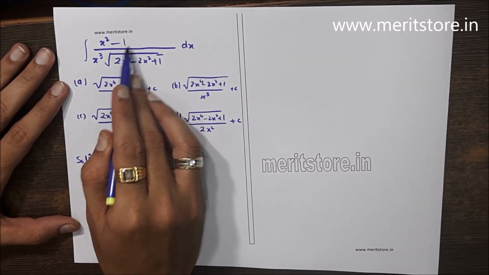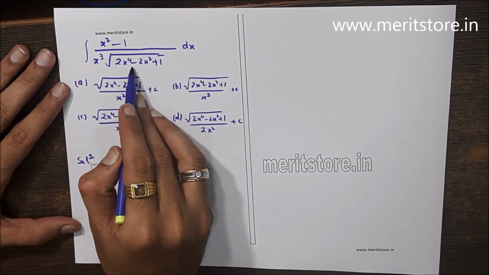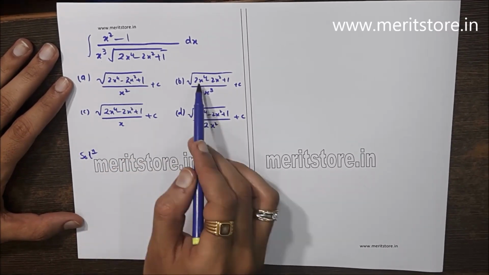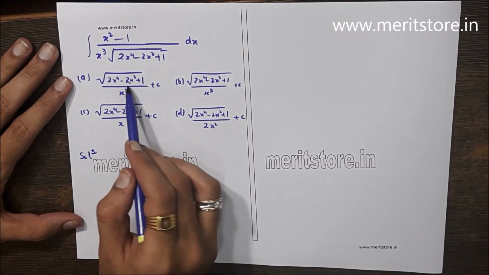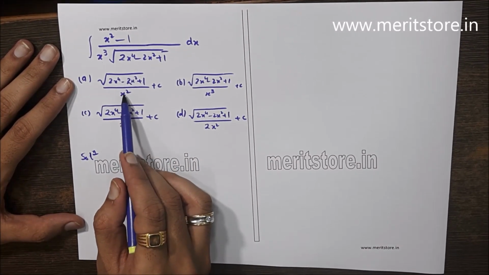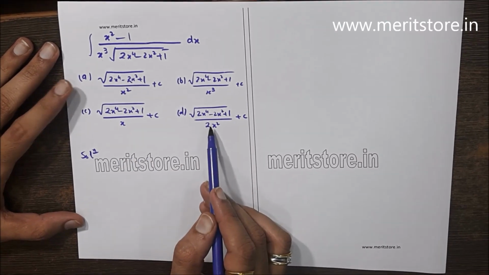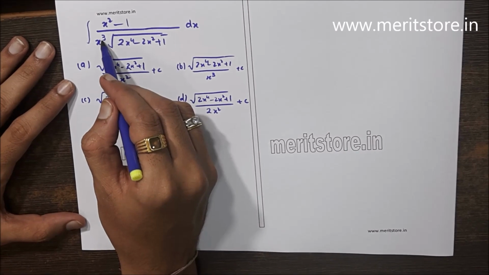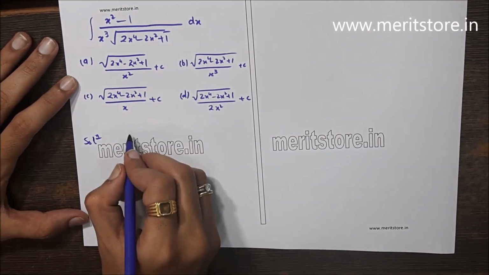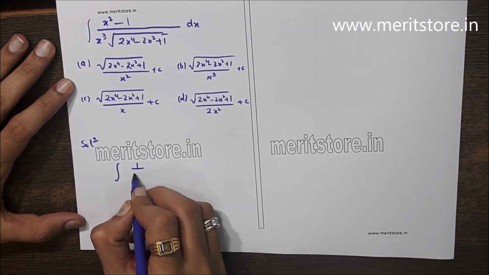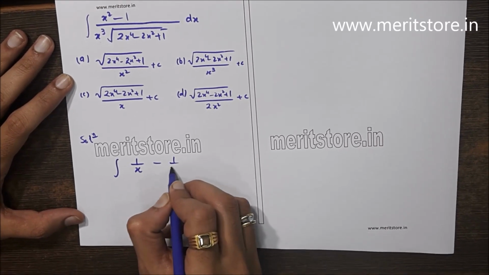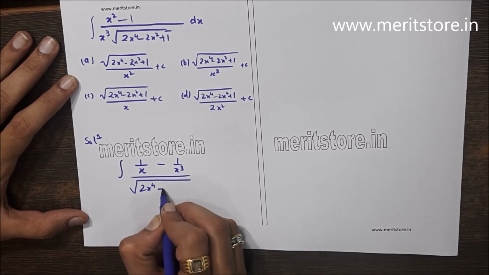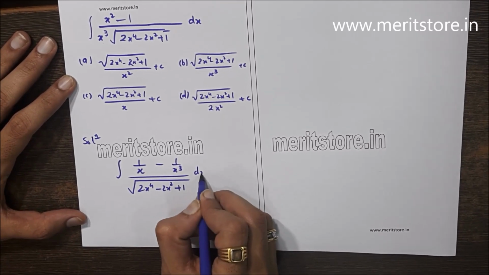Integral of x square minus 1 upon x cube root of 2x raised to 4 minus 2x square plus 1. We are observing all the options contain the denominator. The only difference is with the denominator of all the options. Let's see how do we manage this. At the first step, we will just divide this x cube to these two terms in the numerator. We'll get this as 1 upon x minus 1 upon x cube upon the root of 2x raised to 4 minus 2x square plus 1 dx.